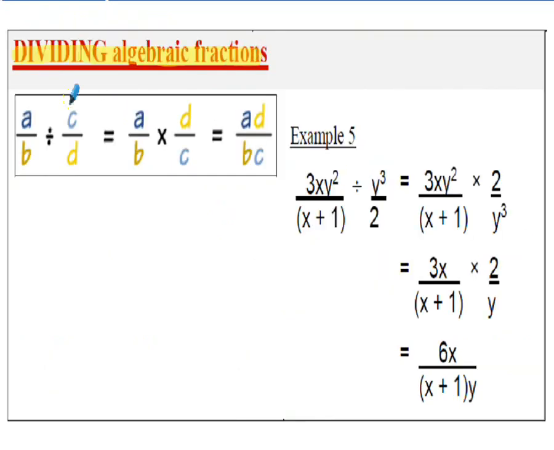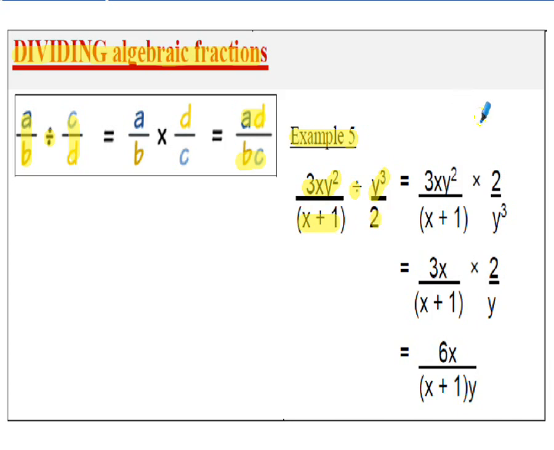Dividing algebraic fractions. So if we're given a upon b divided by c upon d, the format of the solution will be a multiplied by d over b multiplied by c. Example 5. We're given 3 multiplied by x multiplied by y squared, divided by, in brackets, x plus 1, and that's all divided by y cubed upon 2.